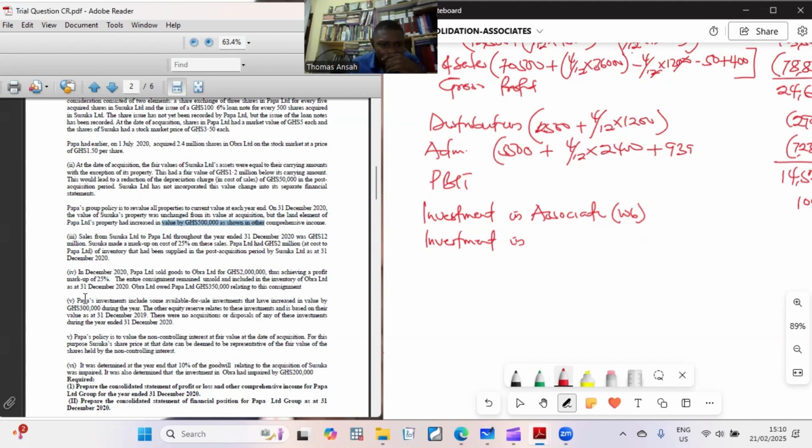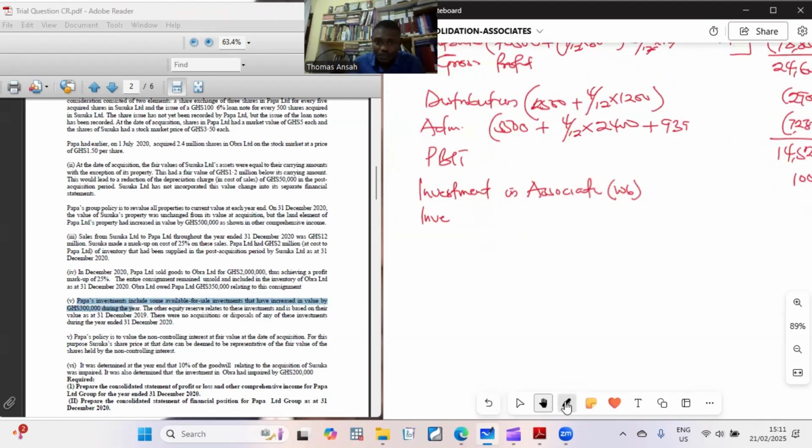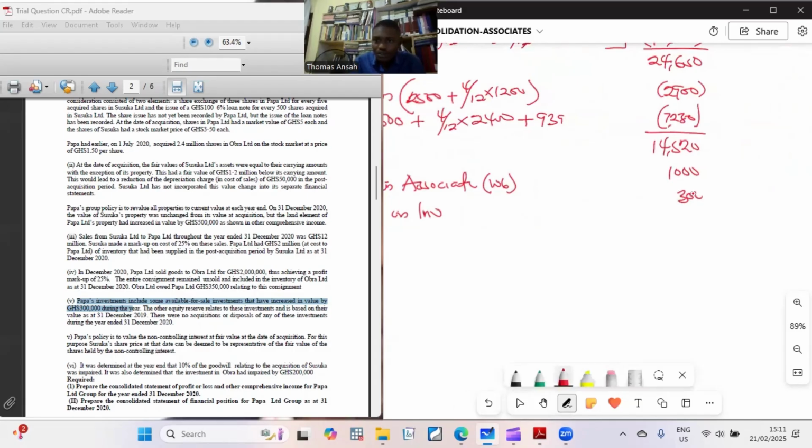Papa's investment includes some available for sale, which has increased in value by 300. So it is an increase in value. And if it is in your retained earnings, then it means that it should also be part of here. So investment increase is a fair value change in investment. How much is that? It was 300. So these are your investment incomes.